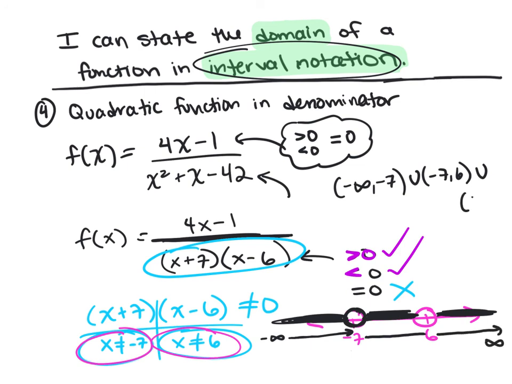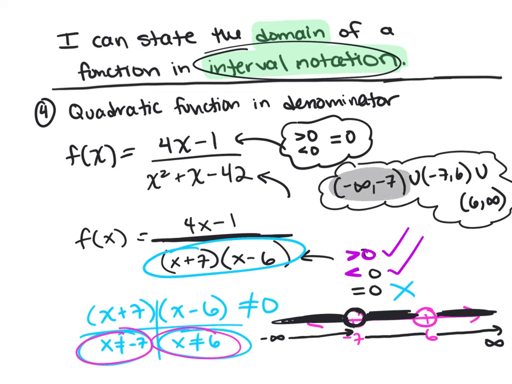So there you guys have it. This is your answer in interval notation. All right, this would have all fit on one line if I had the space. But we're coming from negative infinity to negative 7, unioned with negative 7 to 6, unioned with 6 to infinity.